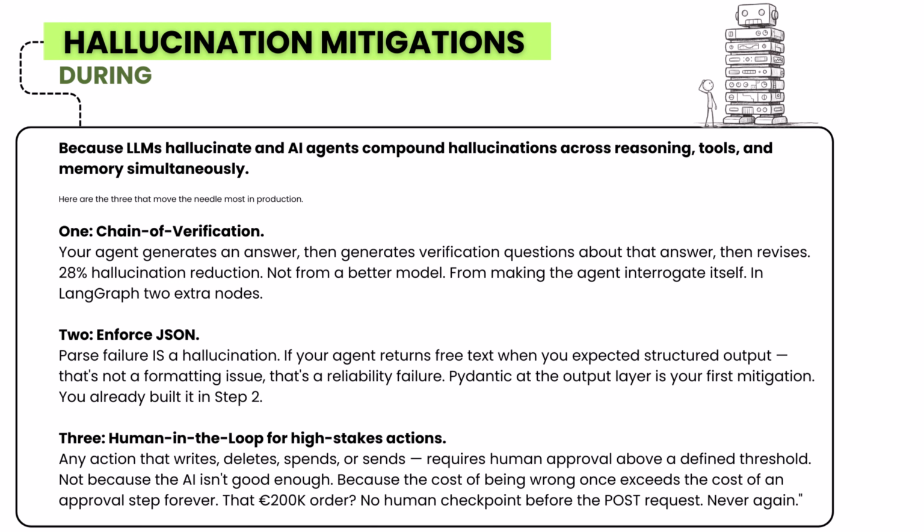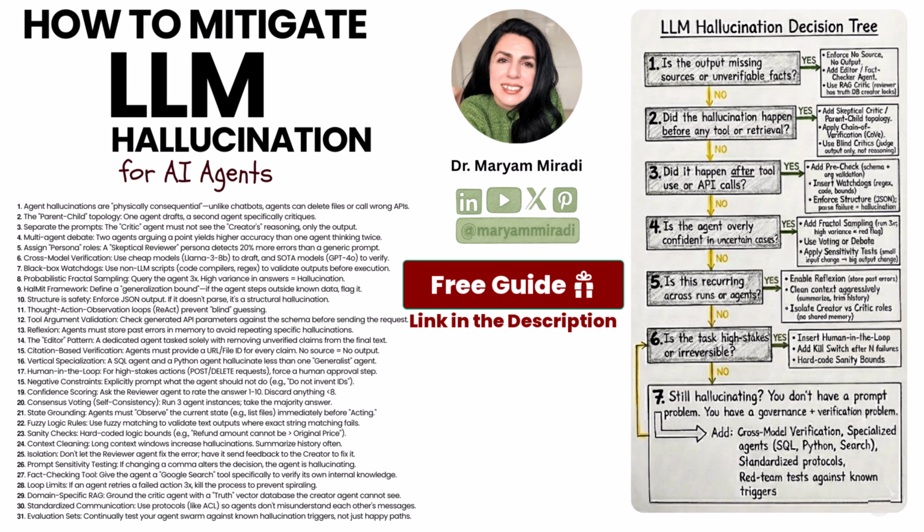Second one, enforce JSON. Parse failures are hallucinations. If your agent returns free text when you expect structured output, that's a reliability failure. Pydantic at the output layer is your first mitigation. You already built that in step 2. 3, human in the loop for high-stake actions. Any action that writes, deletes, spends, or sends requires human approval above a defined threshold, because the cost of being wrong exceeds the cost of an approval step forever. I have 31 mitigations. All of that is in the guide.